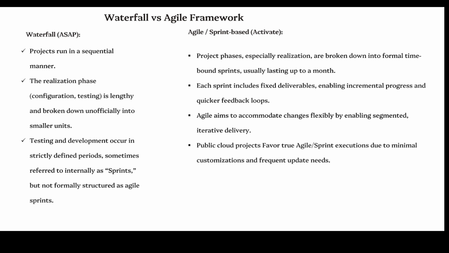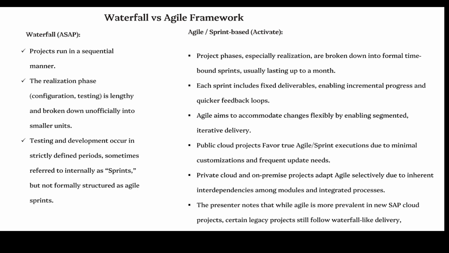Public cloud projects favor true agile sprint execution due to minimal customizations and frequent update needs. Private cloud and on-premise projects adapt agile selectively due to inherent interdependencies among modules and integrated processes. While agile is more prevalent in new SAP cloud projects, certain legacy projects still follow waterfall-like delivery, sometimes embedding sprint concepts into their structure. Project scope and documentation.